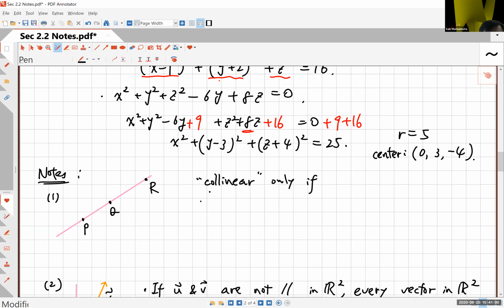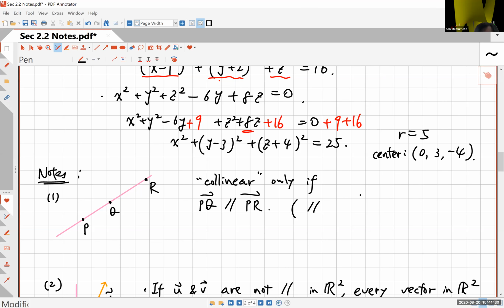If PQ and PR are what? Okay, the lengths are different, of course, but they must be parallel to each other. Now they could be going in the opposite direction, but remember that still is considered parallel. So 3 points are collinear if and only if PQ is parallel to PR. And of course, these are also parallel to QR.